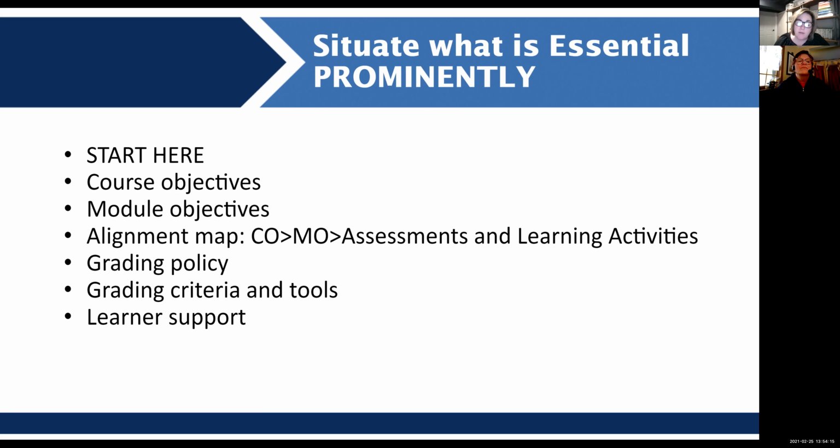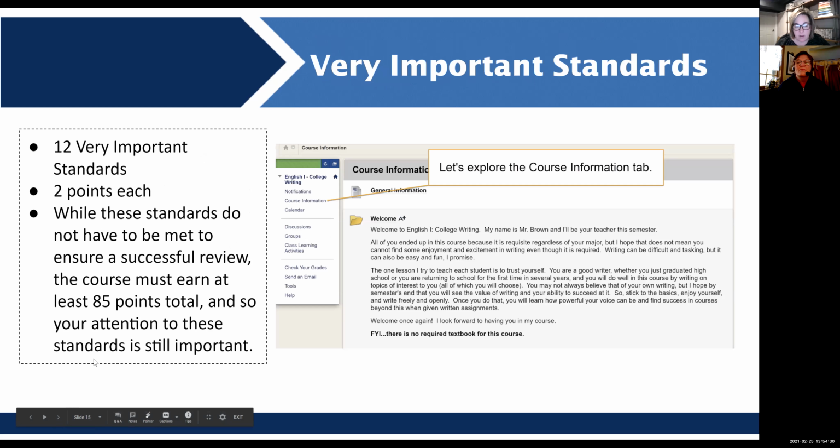Make sure your grading policy and your grading criteria and your rubrics and tools are easily accessible and that there's some information about learner support. If we can see those things, the likelihood that we're going to credit you right out of the gate is very high. Very important standards are worth 2 points each. There are 12 of them. And while they do not all have to be met to ensure a successful review, try to keep in mind that your course must earn at least 85 points total. So they do matter. They're still important and we don't want to ignore them.